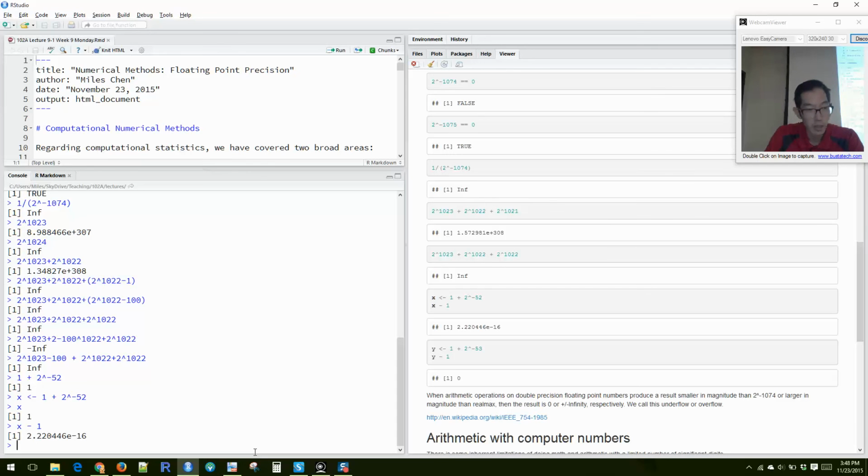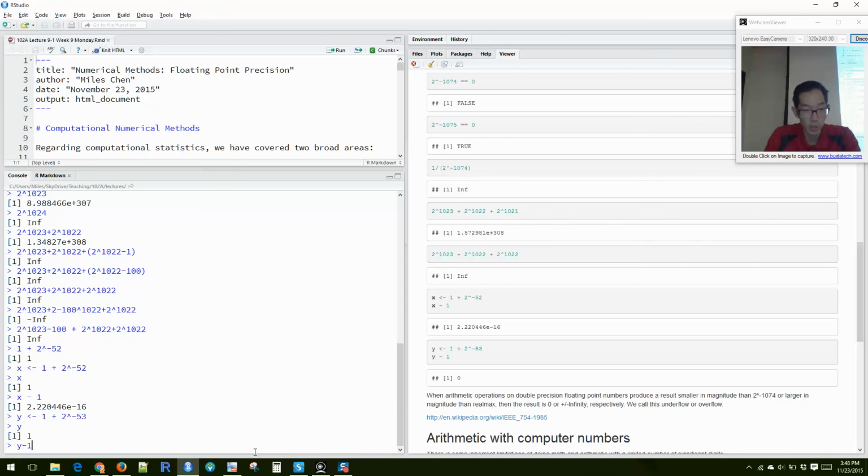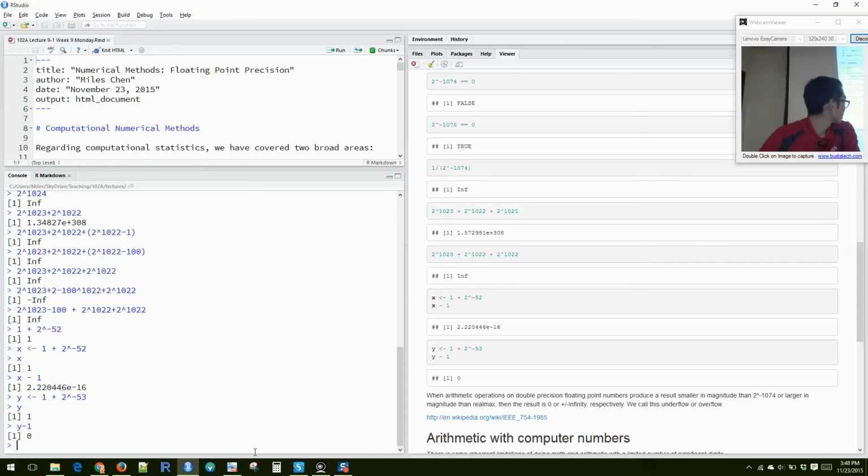Okay, so that's correct. But if I add on something else, and I say this is y, and I add on 2 to the negative 53, and I ask what is y minus 1, then it says 0. And so this is basically known as machine epsilon. It's like the smallest value that you can tack on to 1 such that the computer can tell the difference between that and another thing.